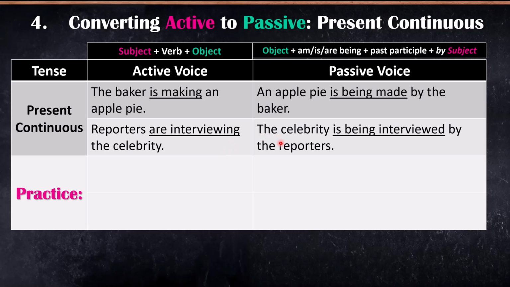Now, this is a good example of how you must be careful with subject-verb agreement, because in the active voice, it's are interviewing, and that's because we have a plural subject. However, in the passive sentence, we have is being interviewed, and that's because we begin with the celebrity, which is singular. So always be careful with subject-verb agreement when converting from active to passive. Let's do some practice sentences.